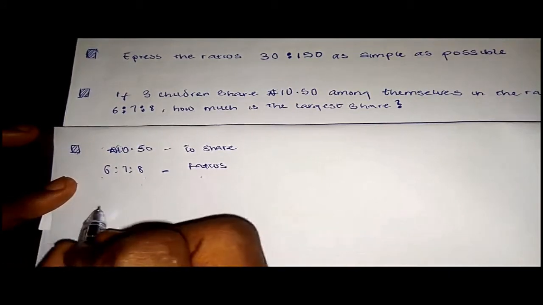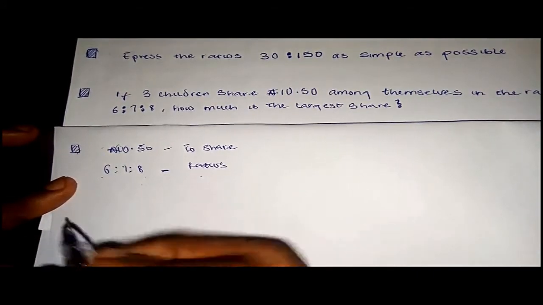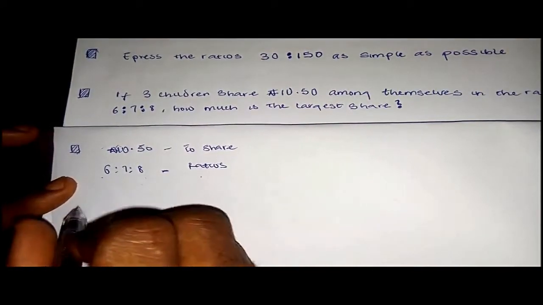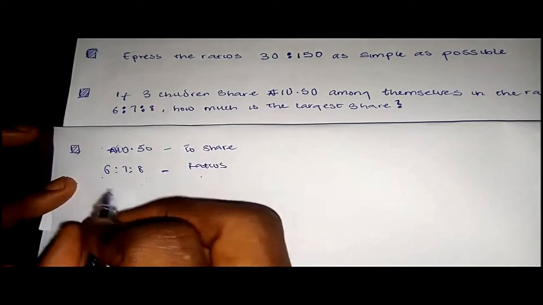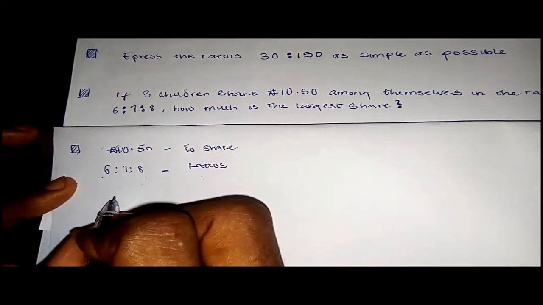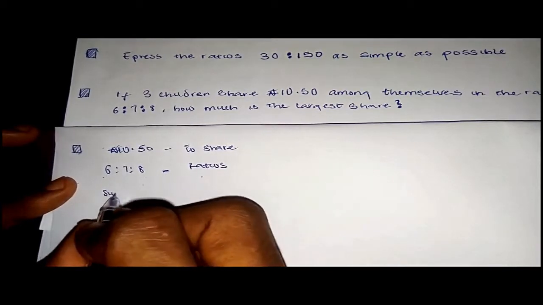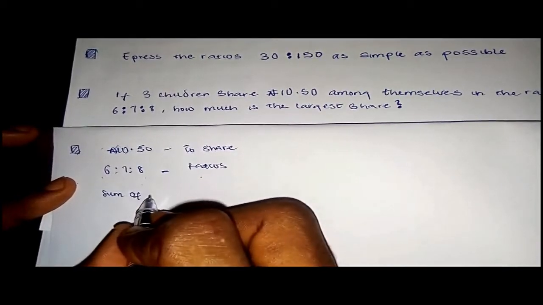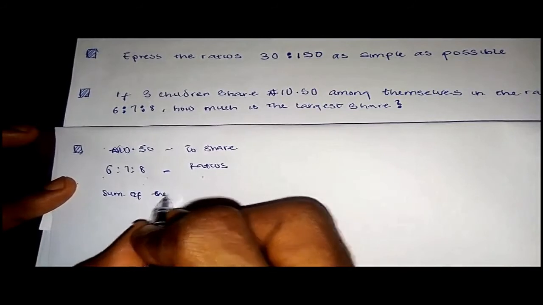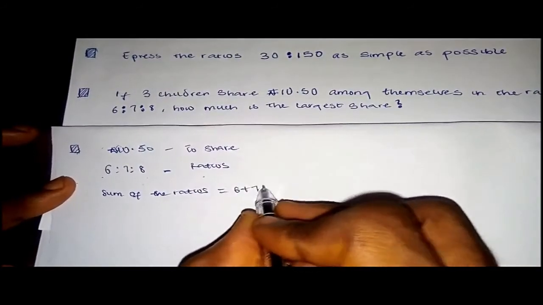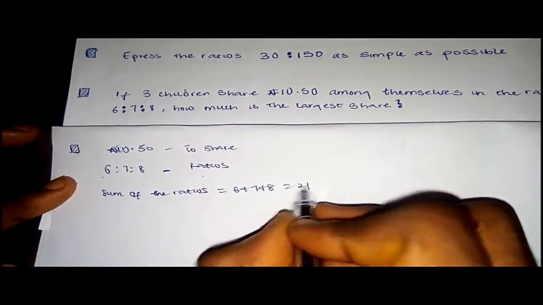So remember that for us to solve this, you apply parts to whole, meaning that we'll find the sum of the ratios. All of this here will give us actually 21. I think that's correct. Yeah. So the sum of the ratios is actually 6 plus 7 plus 8, which is 21.